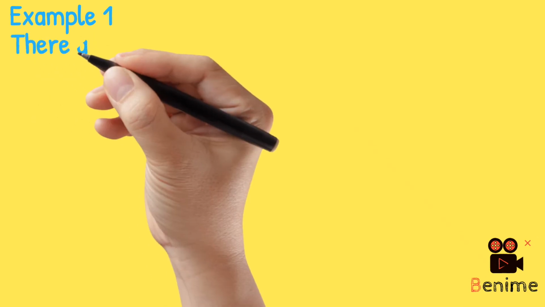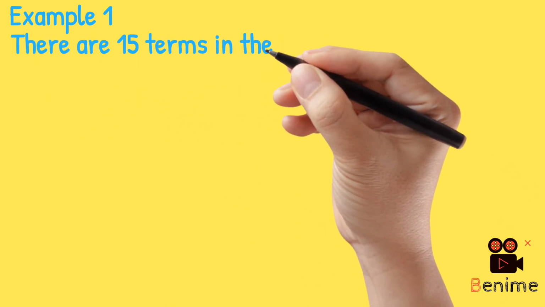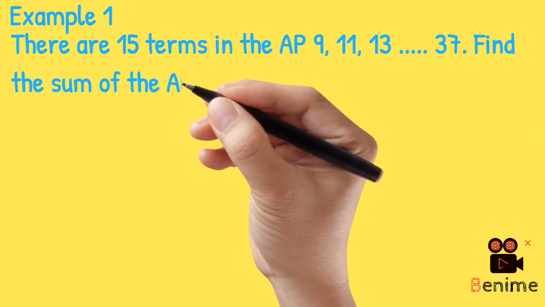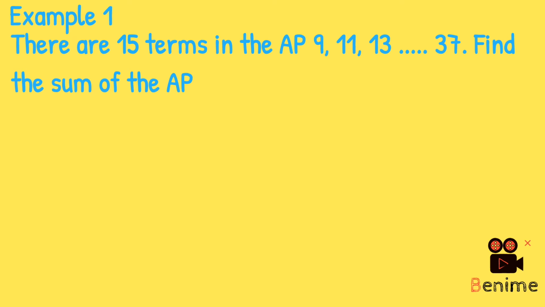Example 1. There are 15 terms in the AP 9, 11, 13, and so on, up to 37. It says find the sum of the AP.